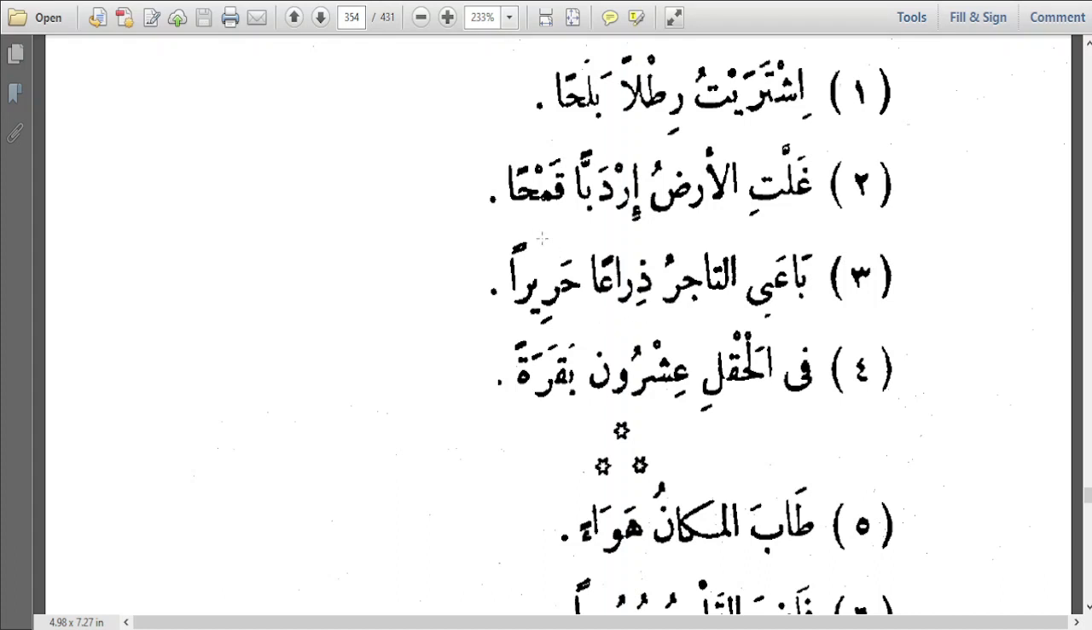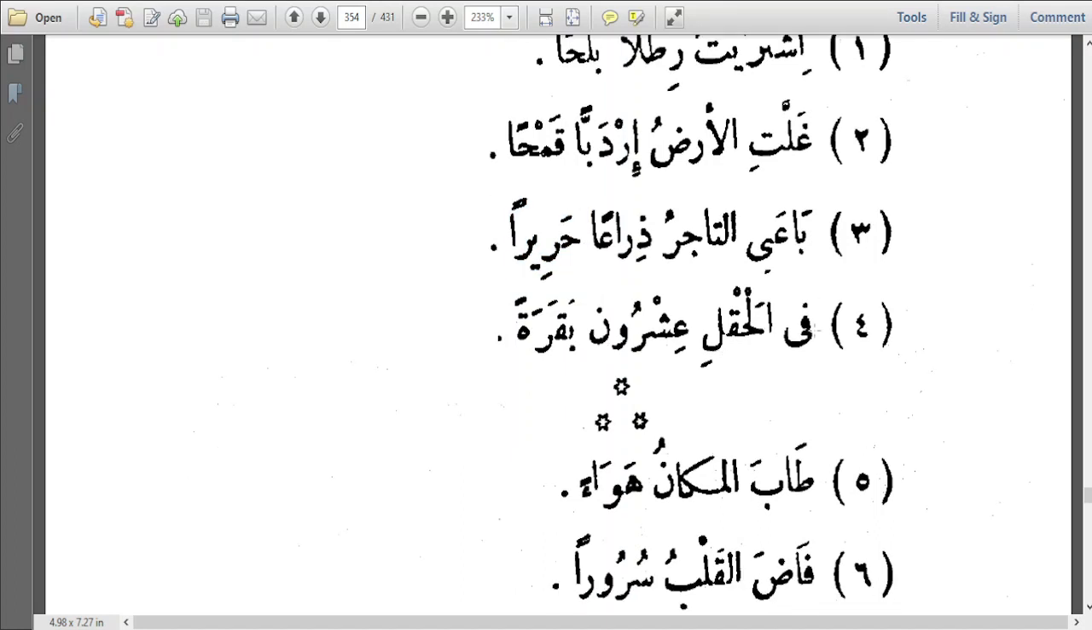A cubit of what? It says hariran. So here the hariran becomes the tamyiz. He sold to me a cubit of harir. That is silk. It says fil haqli ishruna baqaratan. In the field there are 20 what? Baqaratan. So numbers also, when you bring them, we are looking at what is their tamyiz.